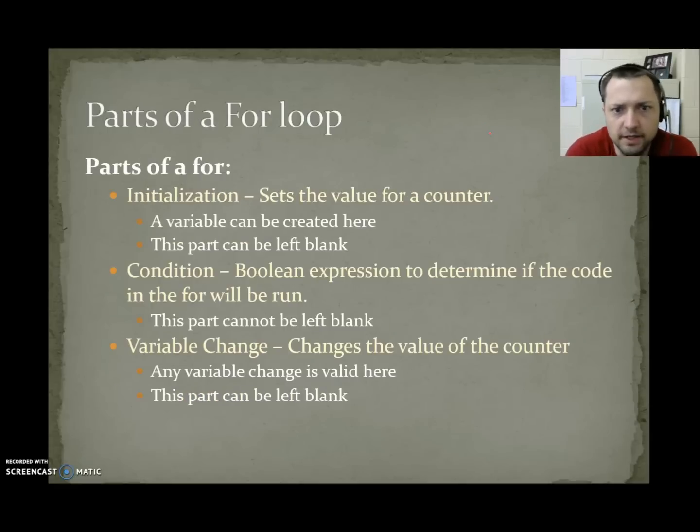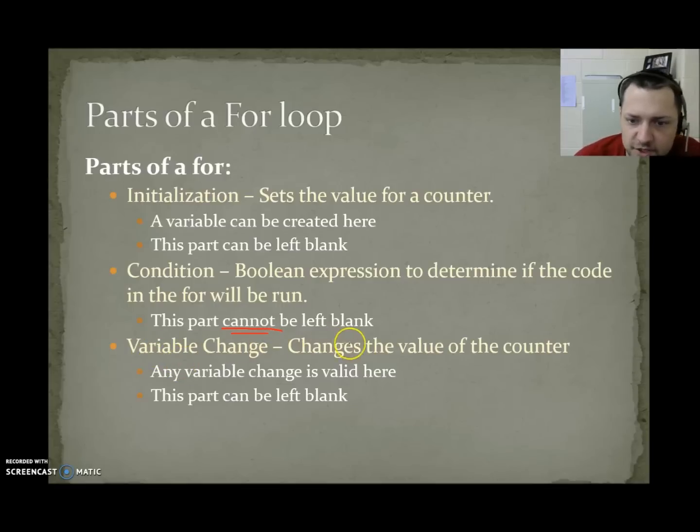Parts of a for loop. Initialization. Sets the value for a counter. A variable can be created here. This part can also be left blank. The next part, we have condition. A Boolean expression to determine if the code in the for will be run. This part cannot be left blank, so you need to write down: this is the part that cannot be left blank.